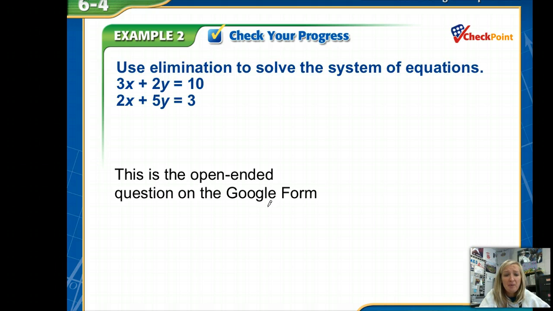All right, we are to the open-ended question. Again, it's nothing more than finding that multiplier or that least common multiple to solve using elimination. So take a look at these two equations, figure out what you want to use as your multiplier, multiply both equations, and then solve using elimination, addition, or subtraction.